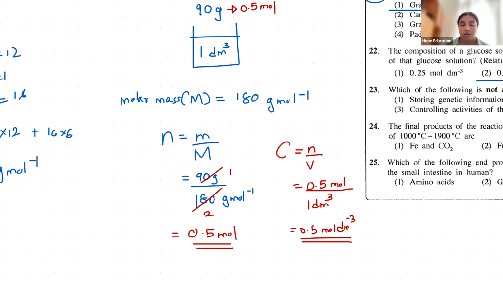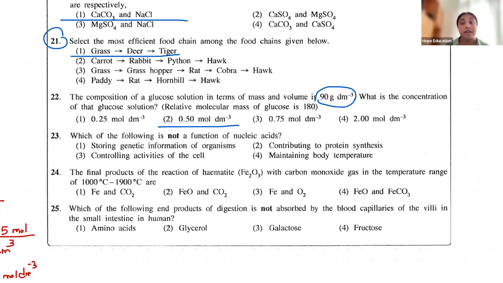Let's discuss this quickly. Which of the following is not a function of nucleic acids? What about the first one? Storing genetic information of organisms. Which nucleic acid is responsible for that? Is it DNA or RNA? We have learned 2 nucleic acids. DNA is deoxyribonucleic acid. RNA is ribonucleic acid. So yes, DNA is responsible for storing genetic information of organisms.